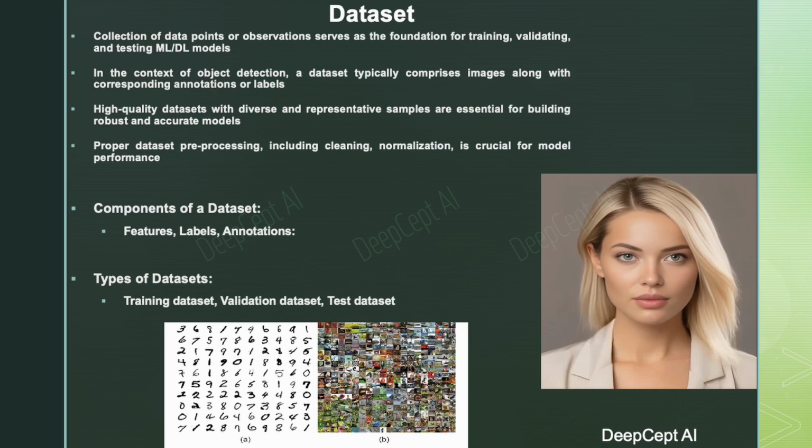In supervised learning tasks, datasets contain paired input-output examples, allowing models to learn patterns and relationships between features and labels. In addition to features and labels, datasets may also include annotations, providing additional context or ground truth information for specific tasks such as object detection or segmentation in DL. Proper dataset preparation, including data cleaning, pre-processing, and splitting into training, validation, and test sets, is essential for ensuring the effectiveness and generalization capability of ML and DL models. Ultimately, the quality and diversity of the dataset significantly impact the performance and reliability of the trained models in various real-world applications.